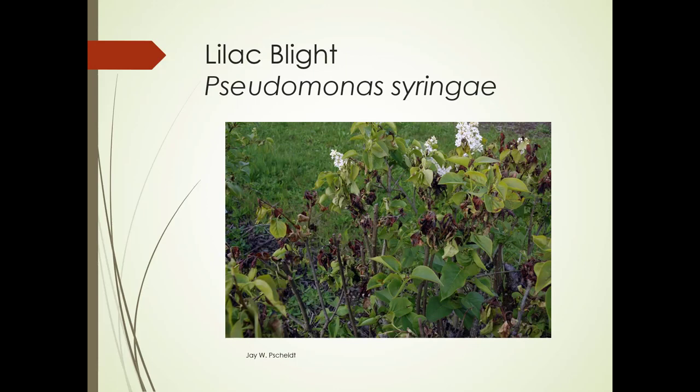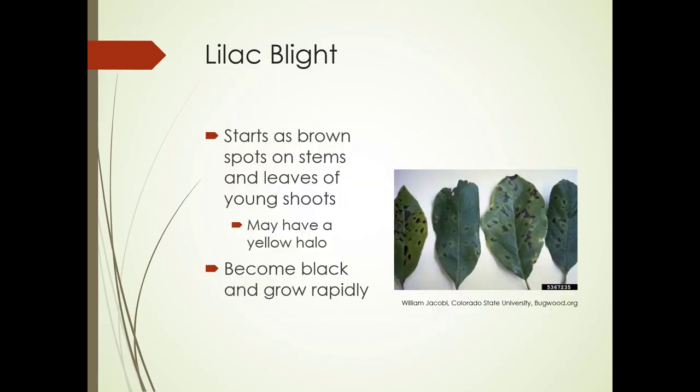Okay, lilac blight, you may start to see this out there, Pseudomonas syringae, and don't let it fool you. This is a disease that gets more than lilacs. But you can see the tips are all black. It starts as brown spots on stems and leaves of young shoots. They may have a yellow halo, and then they become black and grow rapidly.